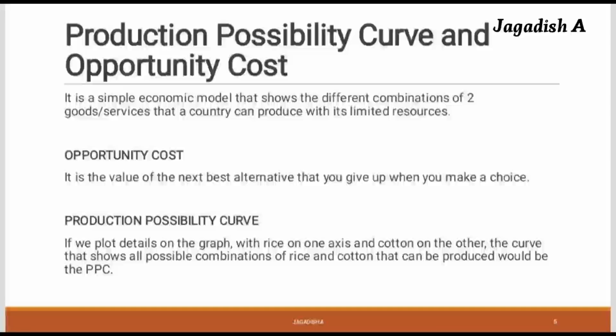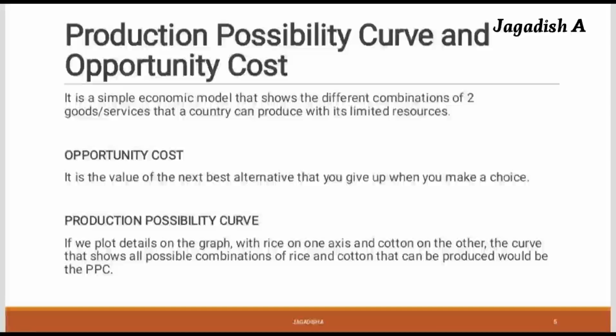Opportunity cost. It is the value of the next best alternative that you give up when you make a choice. To understand this in simpler word, it is the cost of what you have to forego in order to choose something else. Consider an example here. India can use its resources to produce either rice or cotton. If India decides to produce more rice, it may have to reduce cotton production because resources like land, labor, and water are limited. Let's say India is currently producing 1000 tons of rice and 500 tons of cotton.